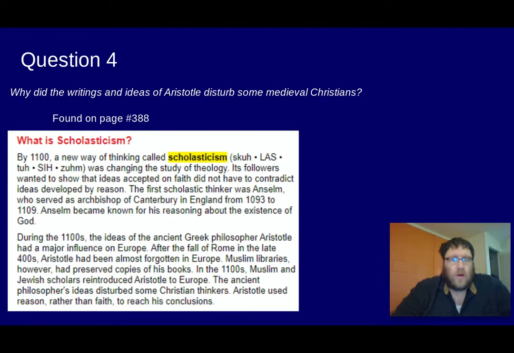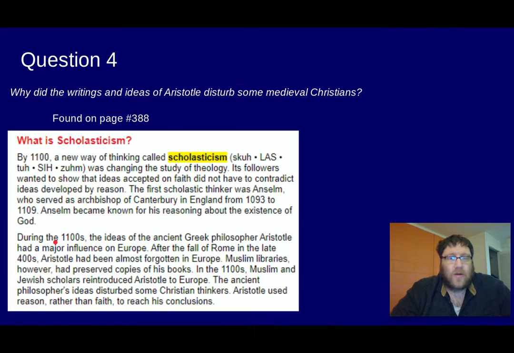Question number 4. Why did the writings and the ideas of Aristotle disturb some medieval Christians? This is page 388, and this is found under scholasticism.